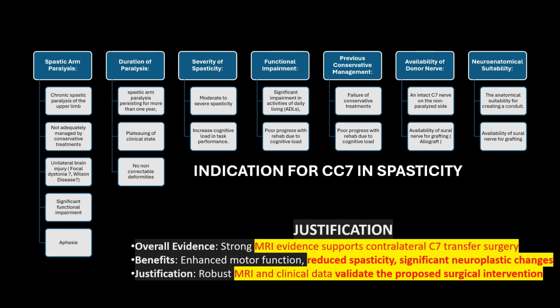Now, the spasticity has to be moderate to severe. Mild spasticity, I don't think would benefit from this form of surgery. And if you see there's a possibility of increased cognitive load on the patient, the cognitive load, as I explained earlier on, is a result of hyperexcitability of normal neurons around the area of the upper motor neuron lesion that makes it difficult for the patient to perform a motor task.